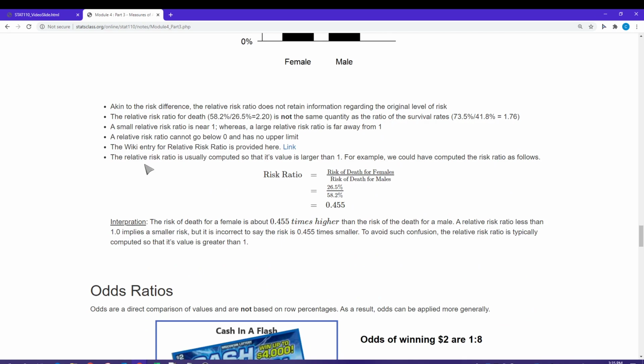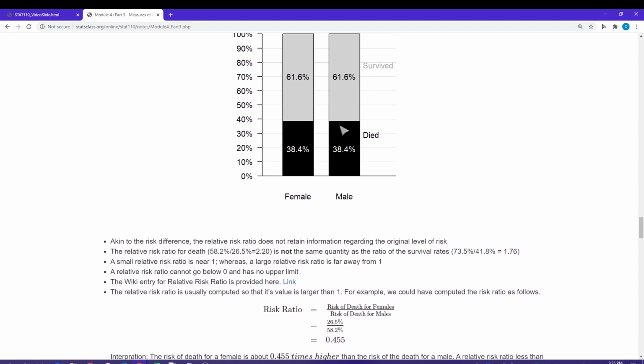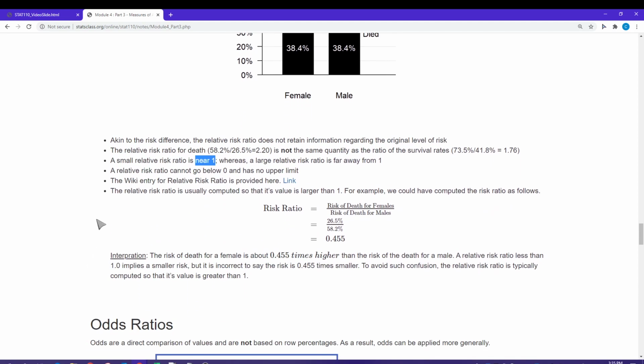Again, the risk ratio does not retain information regarding the original level of risk, so that's just like the risk difference. The risk ratio for death is not the same quantity as the risk ratio for the survival rates. So when we're talking about ratios, we need to identify, are you talking about deaths or are you talking about survival rates? A small relative risk ratio, again, is going to be near 1, as I just mentioned. Turns out that a risk ratio cannot go below 0, and it doesn't have any upper limit as well.